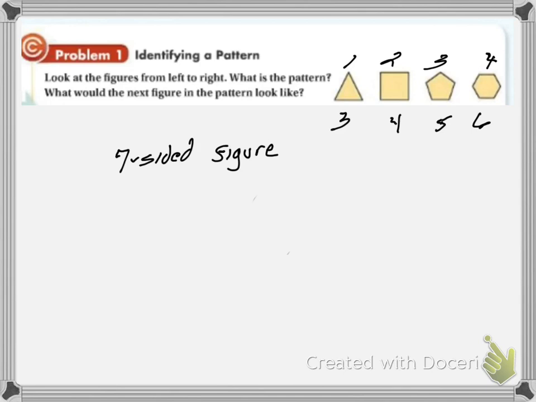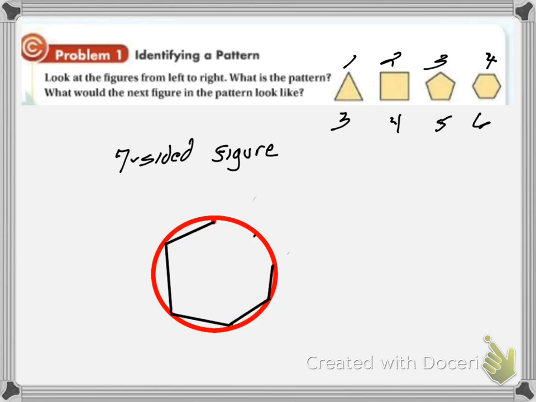And drawing a heptagon is a lot of fun. A wise person once told me, put it in a circle. Draw 7 dots. 1, 2, 3, 4, 5, 6, 7. And then just connect the dots. 1, 2, 3, 4, 5, 6, 7. And that's, give or take, a heptagon.